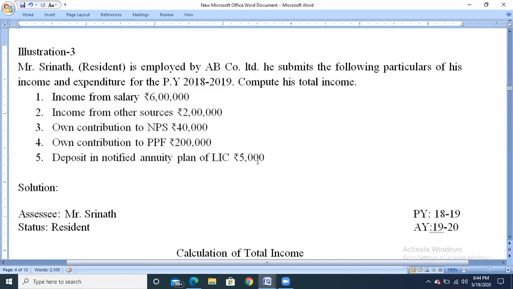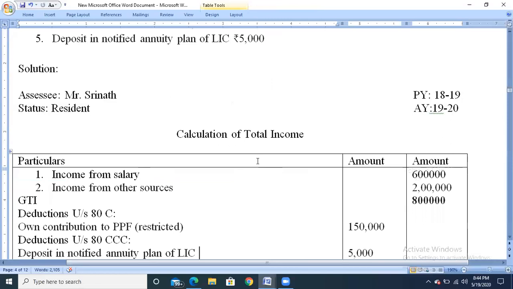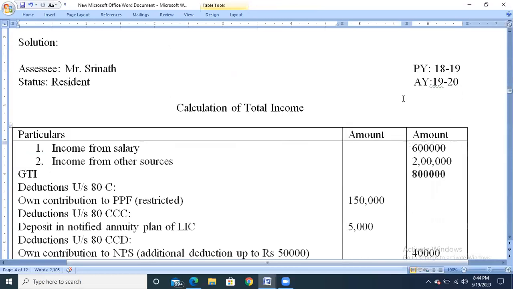So let us see the problem. Assessee Mr. Srinath, status resident, previous year 18-19, assessment year 19-20, now the calculation of total income. The first one, income from salary 6 lakh rupees, income from other sources 2 lakh rupees. So total 8 lakh. That 8 lakh will be called gross total income because we don't have any other heads. Next, from that we need to claim the deductions under section 80C to 80U.